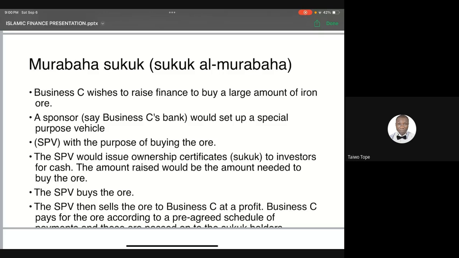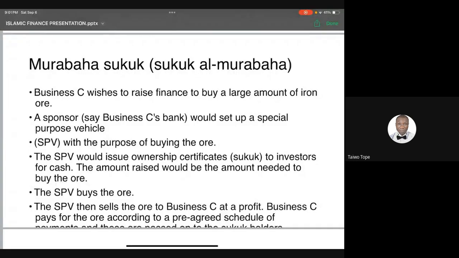Here in this situation, business C wishes to raise finance to buy a large amount of iron ore. A sponsor, business C's bank, will set up a special purpose vehicle. What I'm trying to say is that, for instance, a business wants to finance the purchase of a large amount of iron ore, that is the raw material, natural resources. Then the sponsor, business C's bank, will set up a special purpose vehicle, and the special purpose vehicle has just one purpose, which is buying that ore.